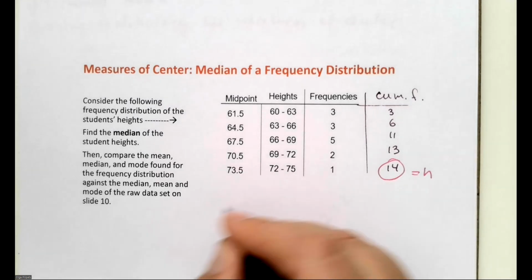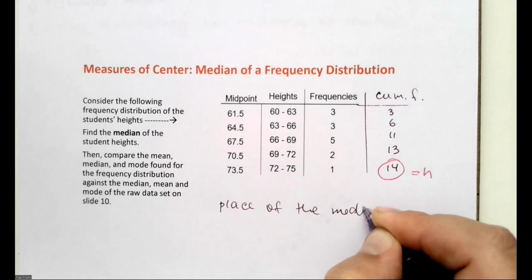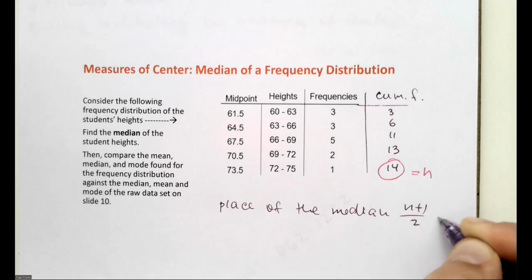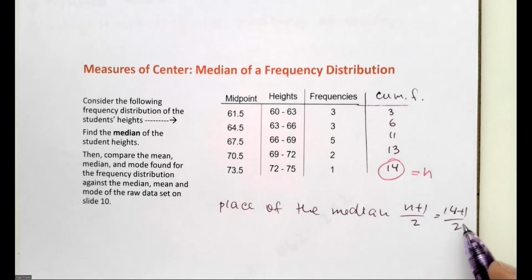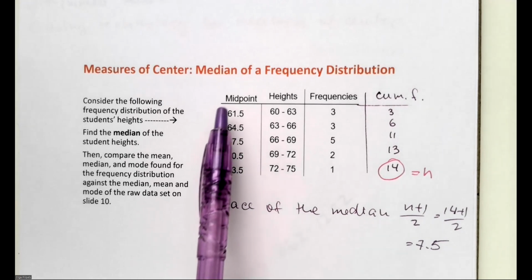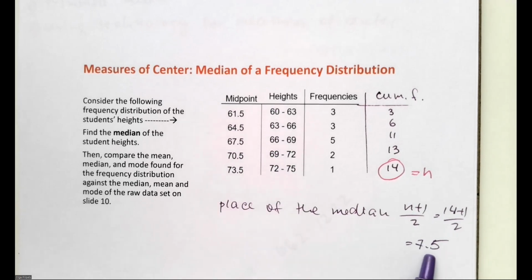Remember, before we were finding the place of the median, and we used the formula n plus 1 divided by 2. So here we're going to have 14 plus 1 divided by 2. That's 15 divided by 2, that's 7.5. So our median is the average of value number 7 and value number 8. Again, this is the place of the median. This is not the median value. We don't have 7s and 8s among our values. This is the location of the median.